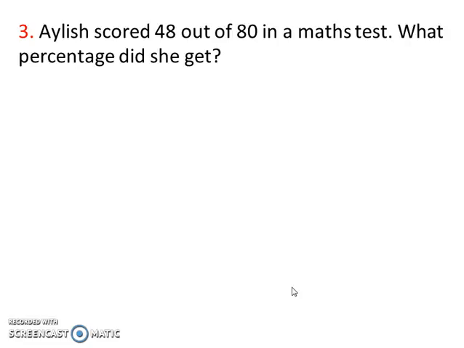Question 3. Eilish scored 48 out of 80 in her maths test. She wanted to know what percentage it is. So you write it in fraction form, times it by 100 to turn it into your percentage to get you 60%.